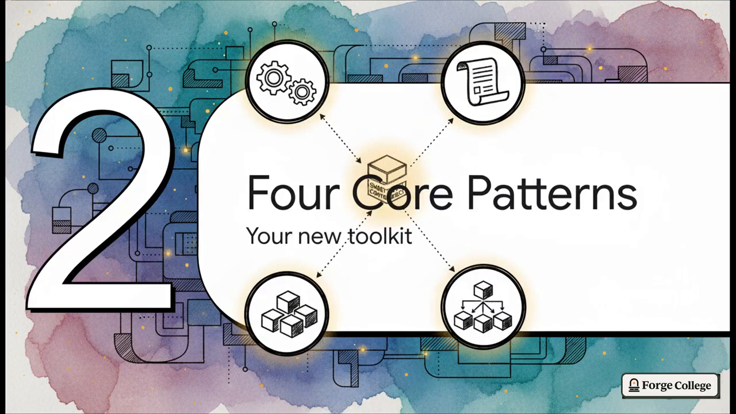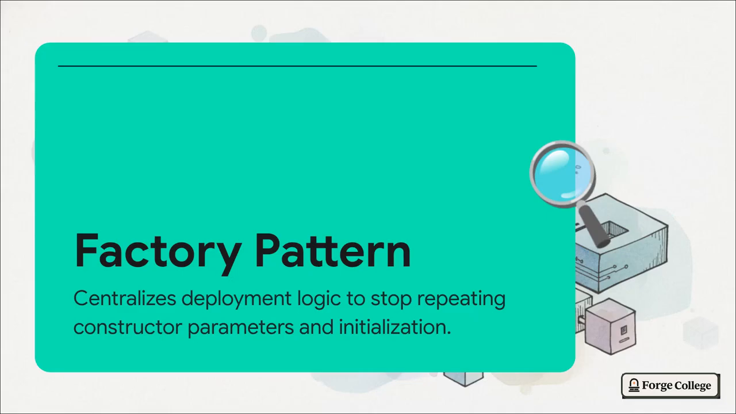Section 2. Meet the 4 core patterns. Your patent-pending toolkit. First up in the toolkit is the factory pattern. Basically, a factory centralizes your deployment logic. Instead of repeating constructor parameters and post-deploy initialization over and over again, the factory just exposes a really simple create method. It handles the new deployments, or it proxies a minimal bytecode template for you. It's an absolute game changer for saving time, rescuing you from constantly duplicating all that boring constructor scaffolding.